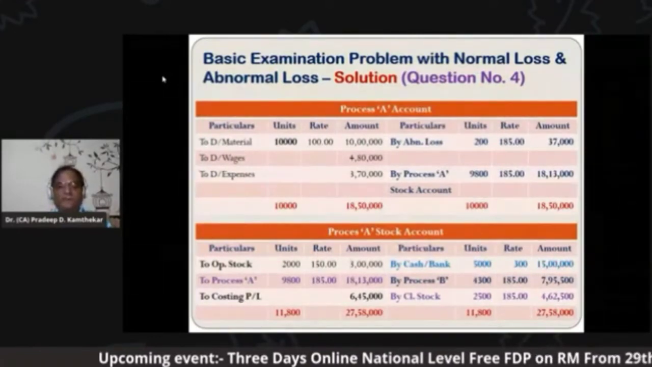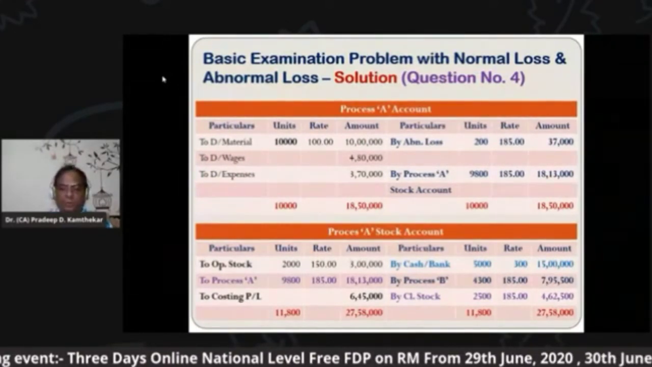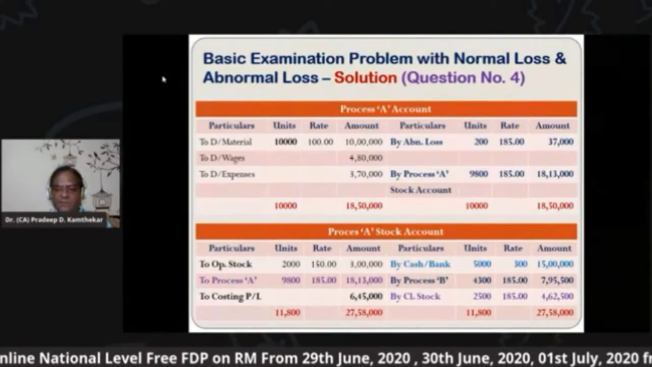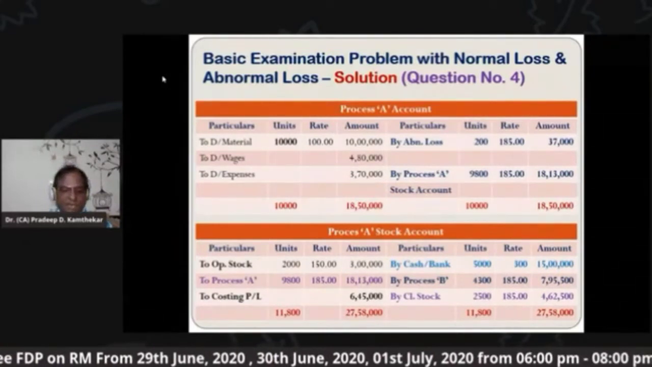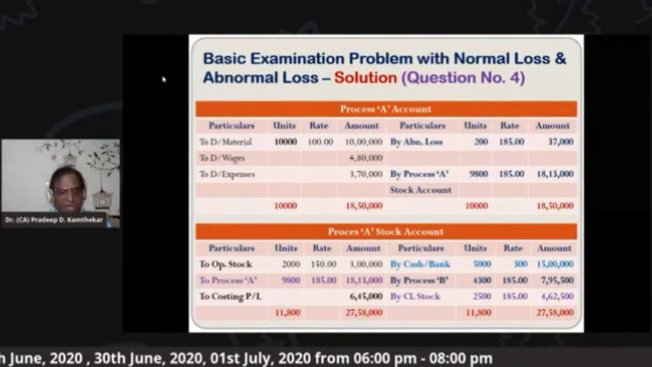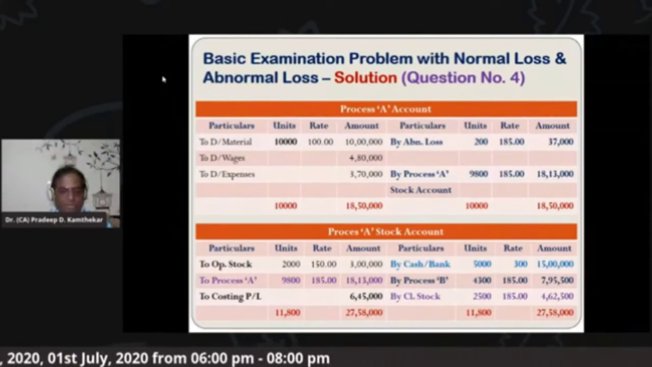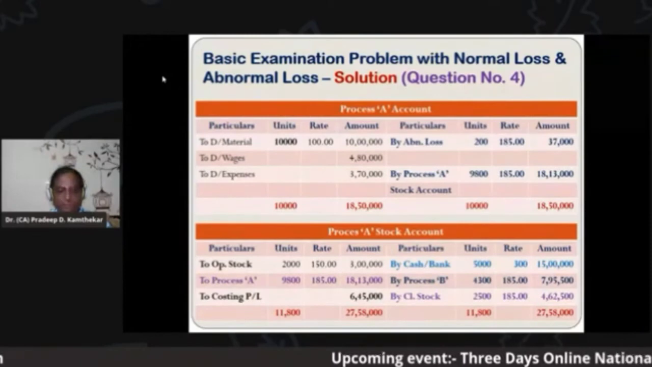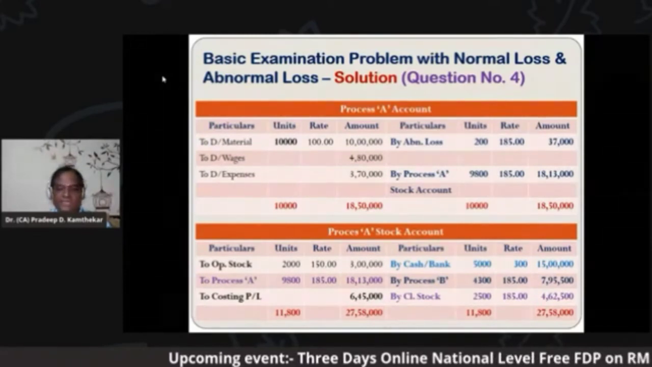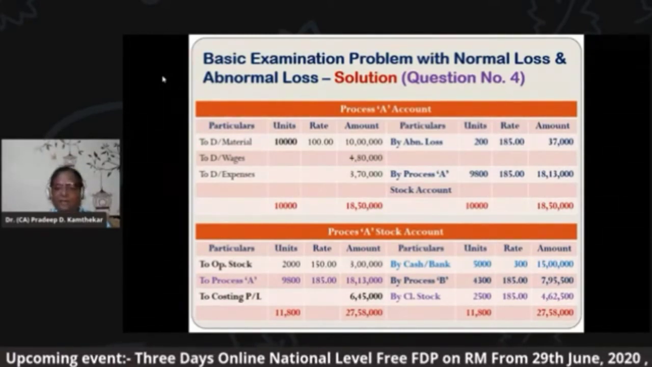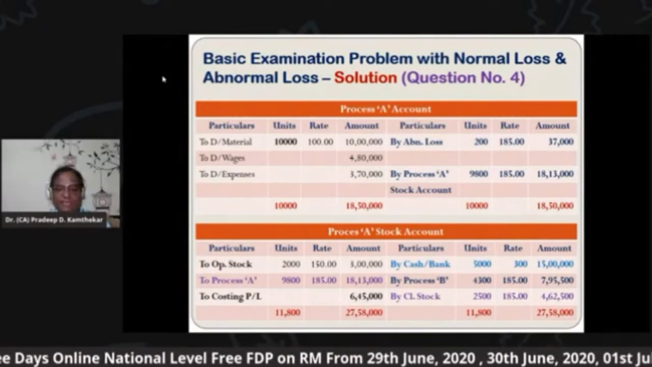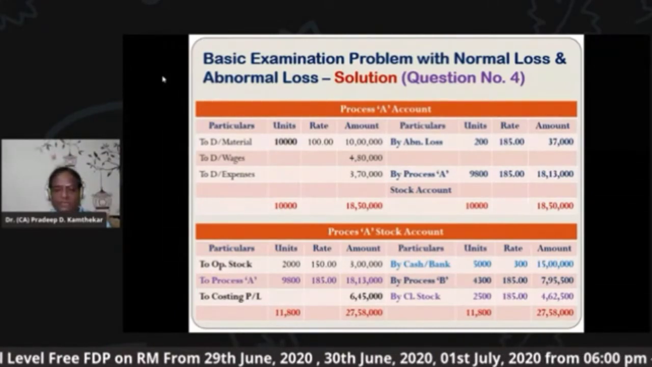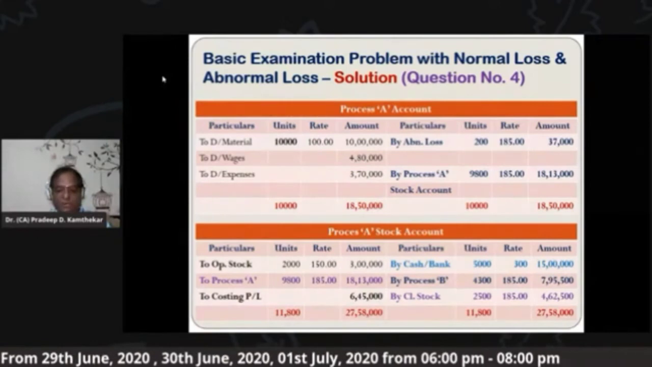See here. From process A, the output of 9,800 is transferred at a CPU of 185 to the process A stock account. Process A stock account already has 2,000 units as opening stock at rate 150 given. So 3 lakhs is the opening stock of process A. Transferred from process A this year, 9,800 at 185. That is the total of the debit side. Then on the credit side, 5,000 units are sold, given in the problem at rupees 300.